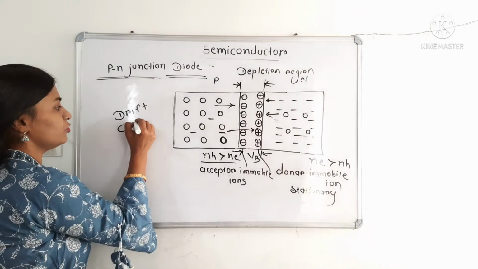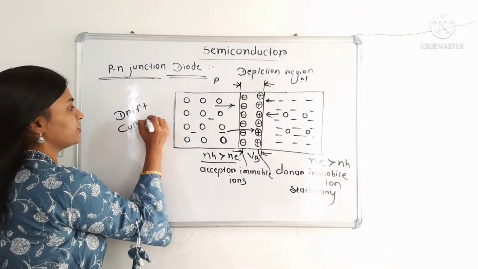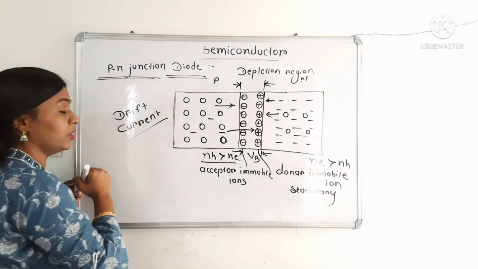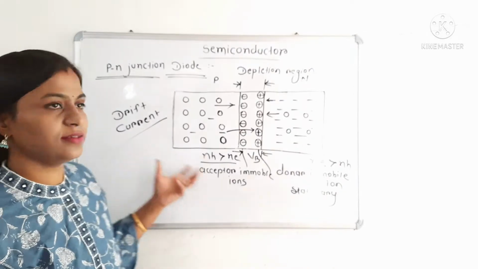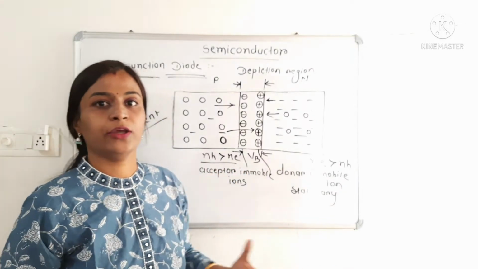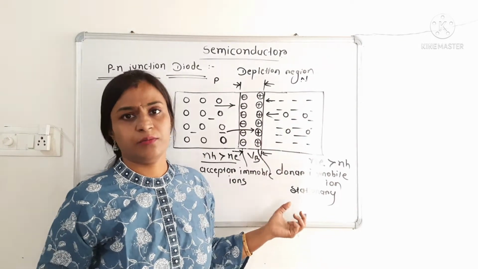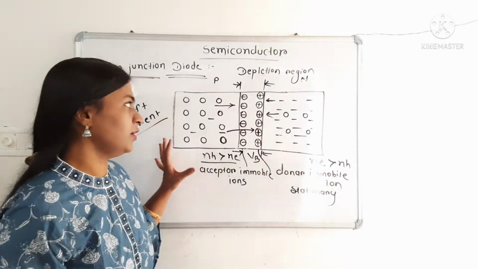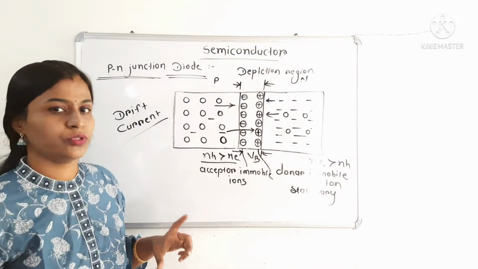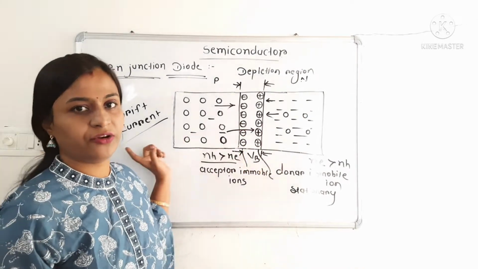This current is due to minority carriers, and its value is very small because this conduction is due to minority carriers, and minority carriers are very few in number. Thus, during PN junction formation, two processes occur: diffusion and drift.